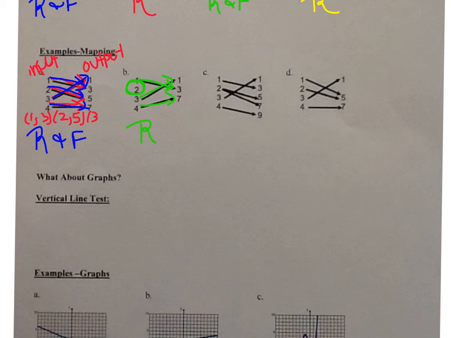All right, look at C. So I have 1, 3 here. I have 3, 1. I skipped the 2 on purpose. 4, 9. Now look at the 2. 2 goes to 5 and 7. It goes to 2 numbers. It's like saying 2, 5 and 2, 7. This is not a function. It's just a relation. All right, look at D. 1, 5, 3, 1, 2, 5. It's okay if we repeat the y values. This is a relation and a function.